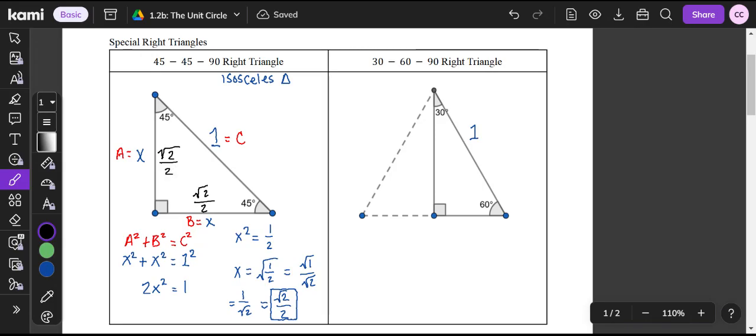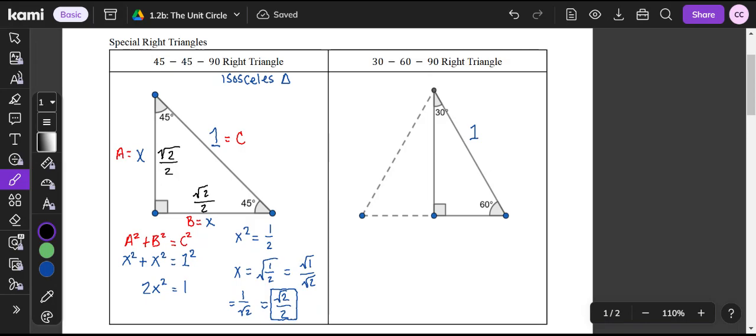Now let's look at the 30, 60, 90 degree right triangle. Once again, the hypotenuse is equal to 1, and I want to find the side lengths down here, down here, and up here. You probably already noticed that I have this dotted triangle on the other side, and it looks like I just flipped this triangle over. It's just a mirror image of the other one. That's actually going to help us solve this triangle, so let me show you how.